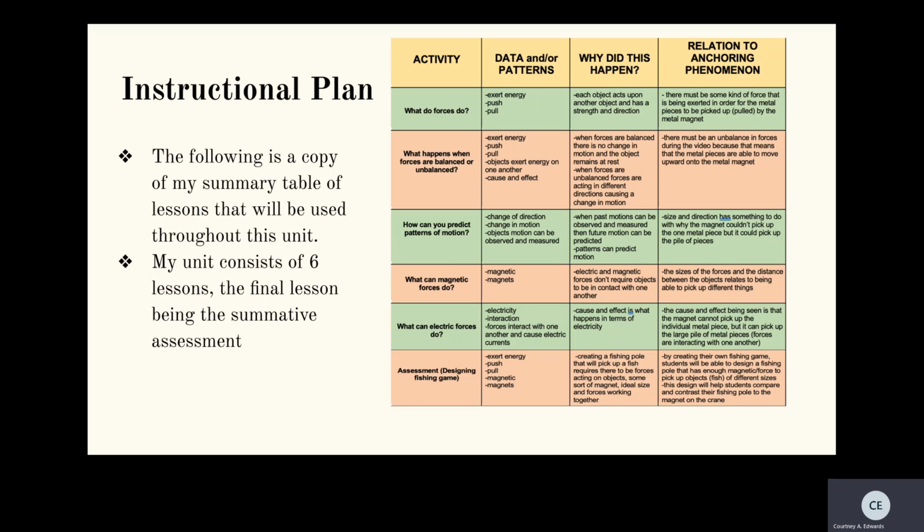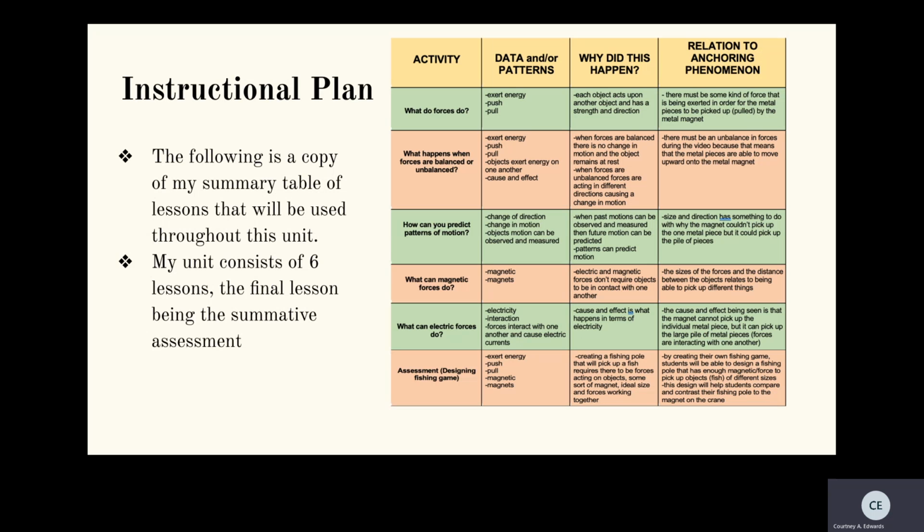So data and or patterns for this last lesson are kind of everything put together, all the lessons. So exert energy, push, pull, magnets. Why did this happen? So creating a fishing game that will pick up a fish requires there to be forces acting on objects, some sort of magnet, ideal size, and forces working together.